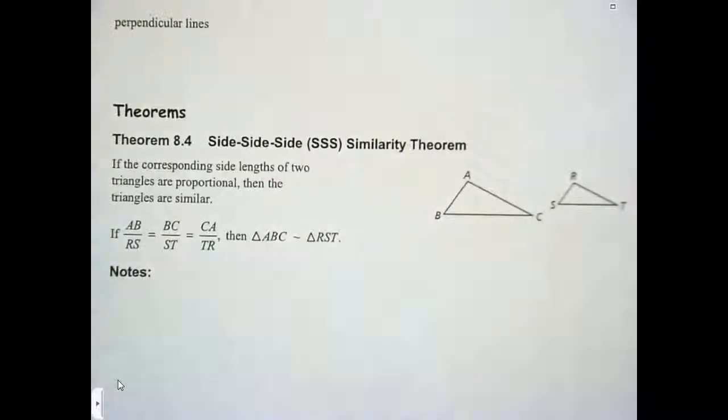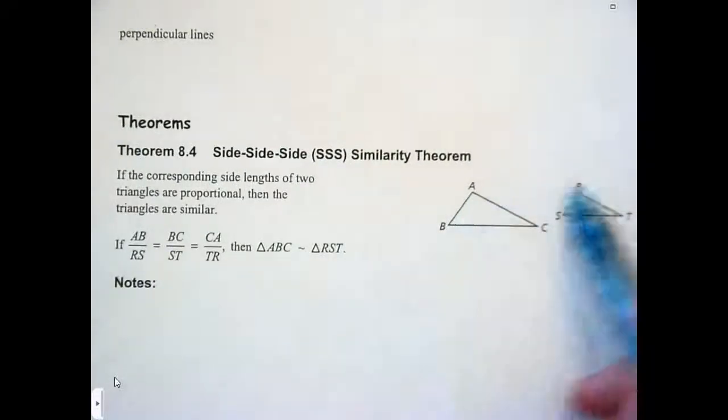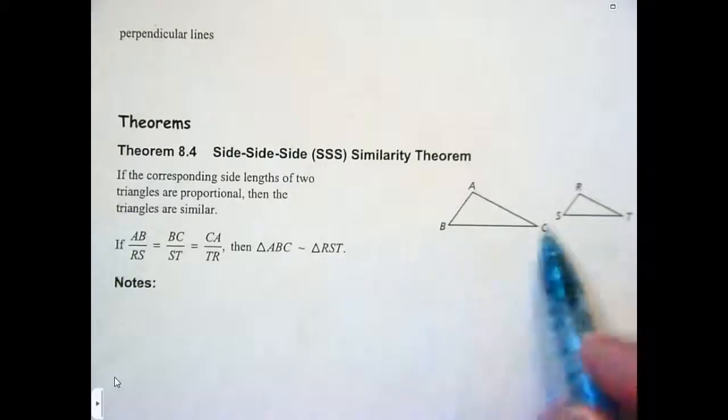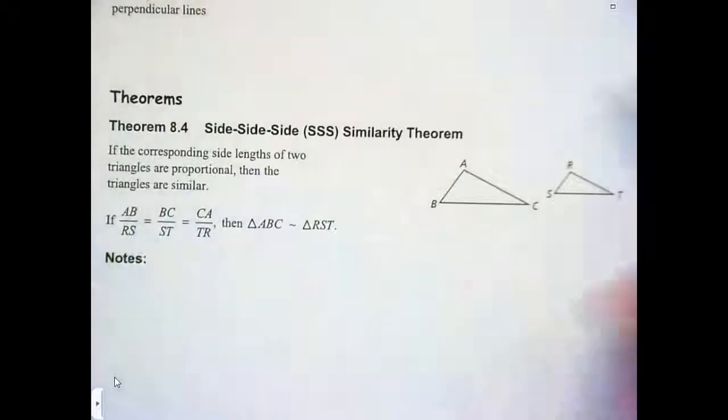On the bottom of page 233, side, side, side similarity theorem. Without reading it, tell your neighbor what you think it means. Hopefully you said something about if all corresponding side lengths are proportional, then the triangles are similar. That's what we're saying here. And here they're saying AB is to RS as BC is to ST as AC is to RT. So if they're all reduced to the same ratio, meaning they're proportional, then the triangles are similar.